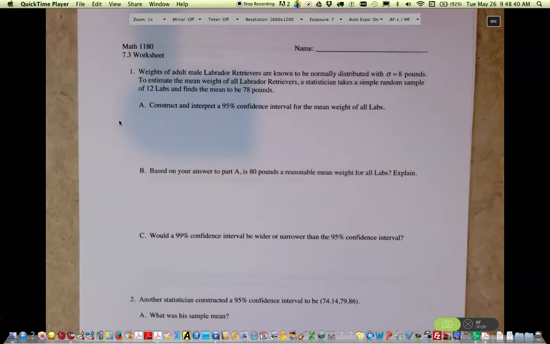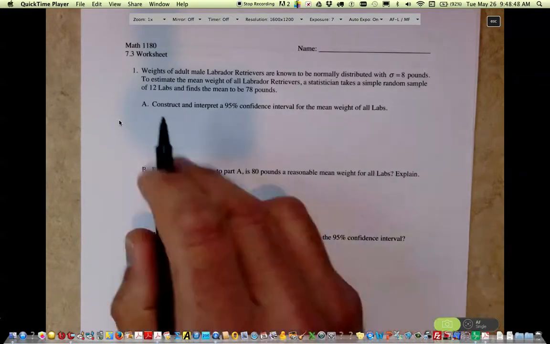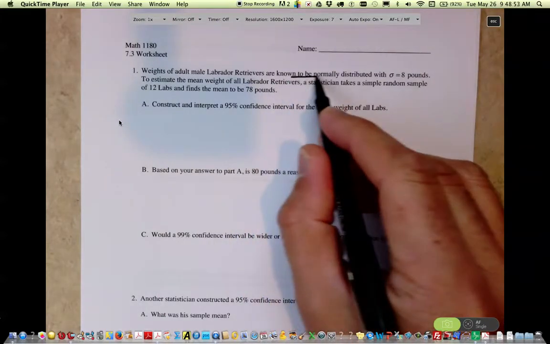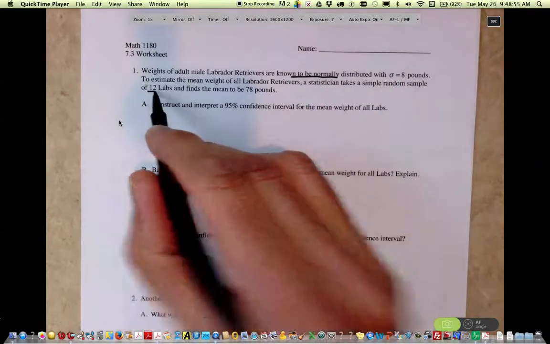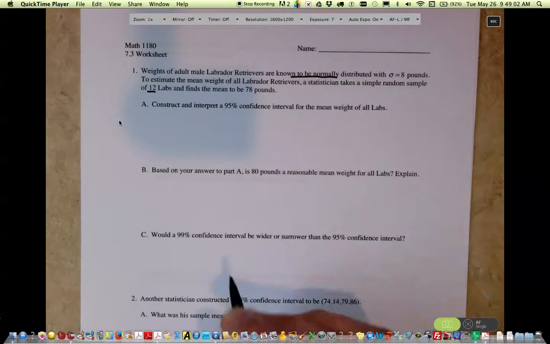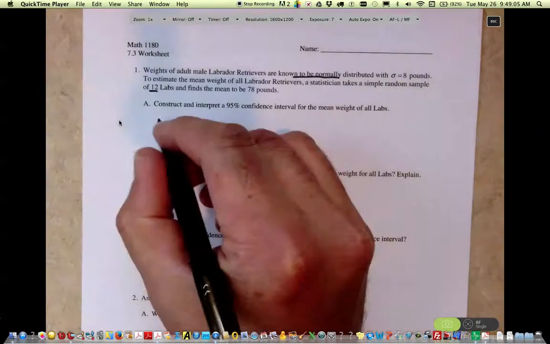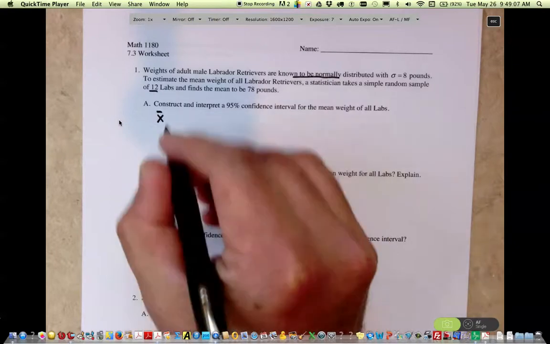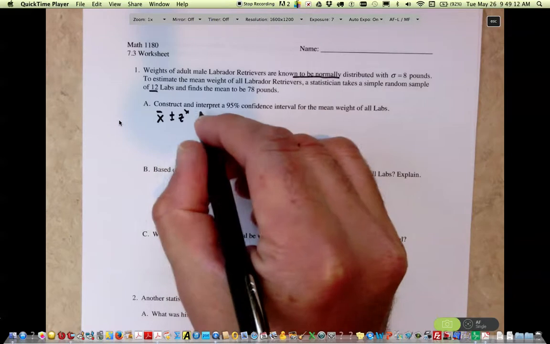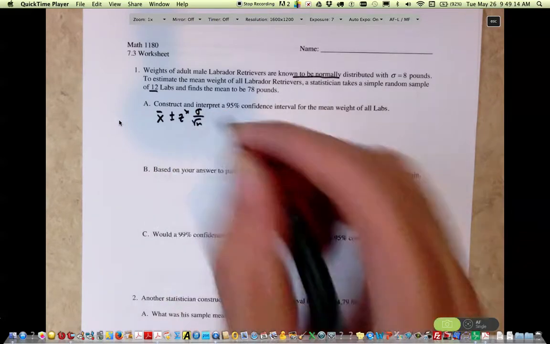So the first question here was to construct and interpret a 95% confidence interval for the mean weight of all labs. Right, and they give us that the weights of labs are known to be normally distributed. So with a sample of size 12, we're going to be okay with this central limit theorem with our sample distribution being normal. All right, so construct and interpret a 95% confidence interval. So from last week, we saw that the confidence interval looked like x bar plus or minus z star times sigma divided by the square root of n.